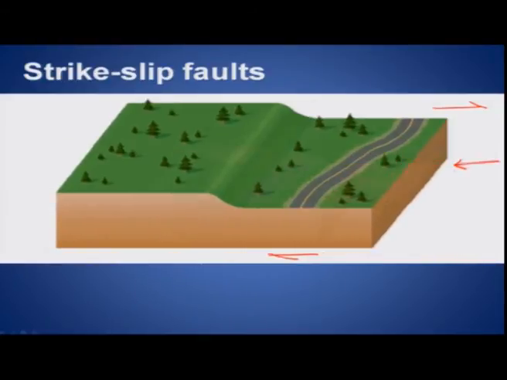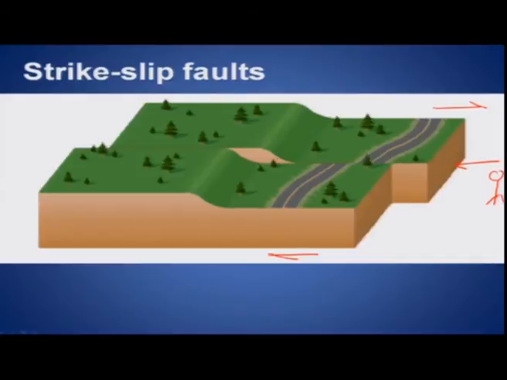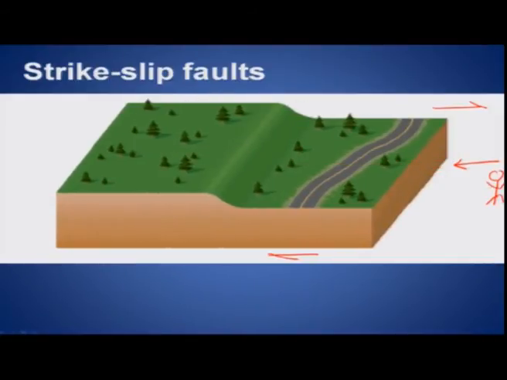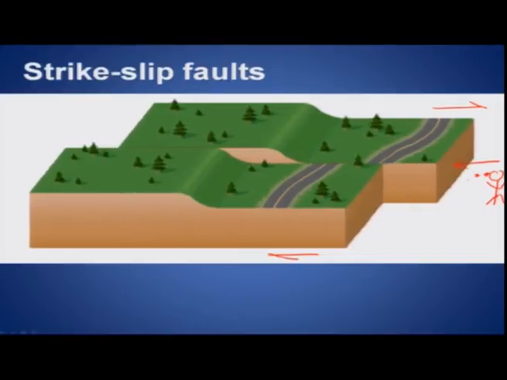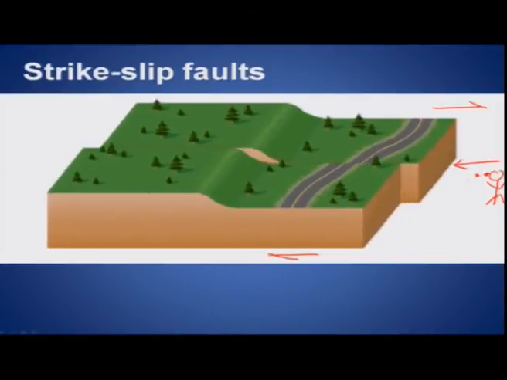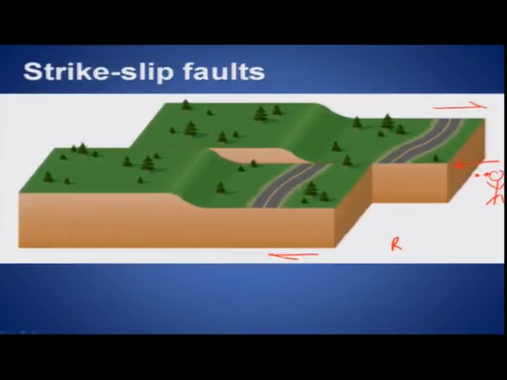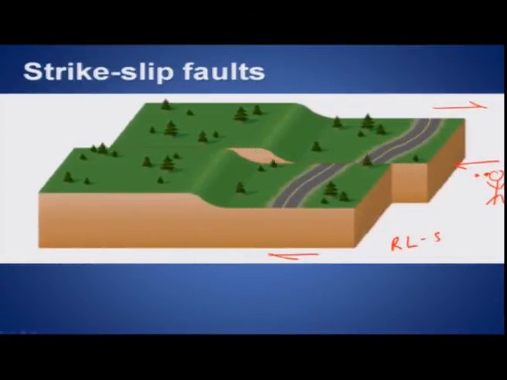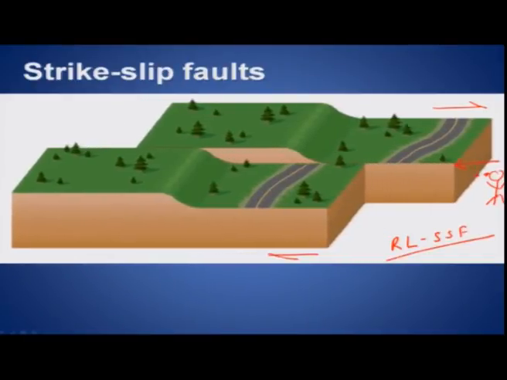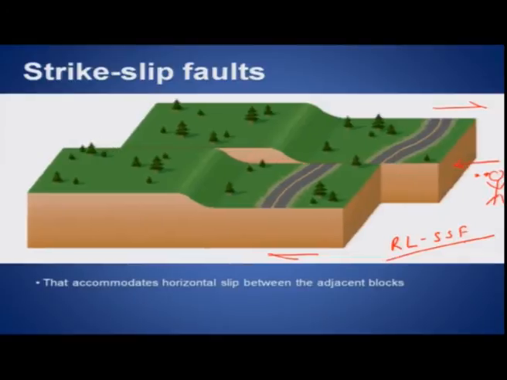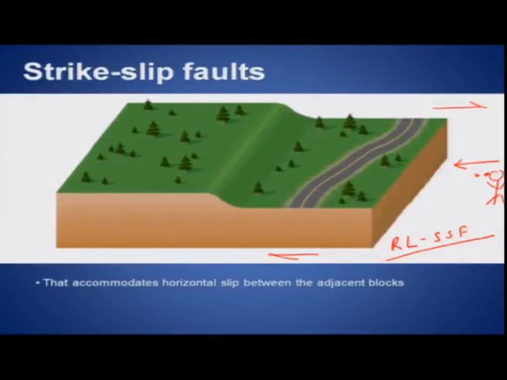However, no matter where you are standing, if you are standing here and try to see the fault, you will find that the right block is moving towards your side, hence you can classify this as a right lateral strike slip fault. So, the strike slip faults, as we have discussed, accommodate horizontal slip between the adjacent blocks.